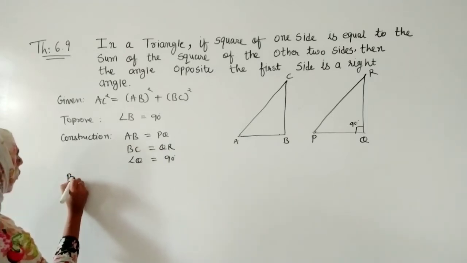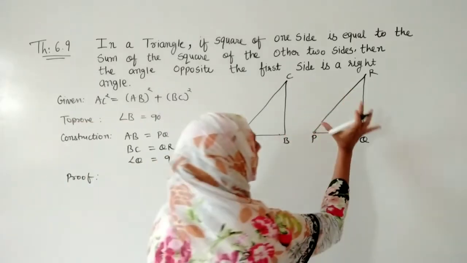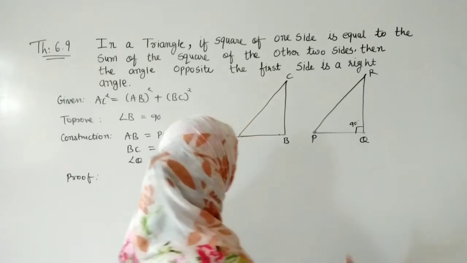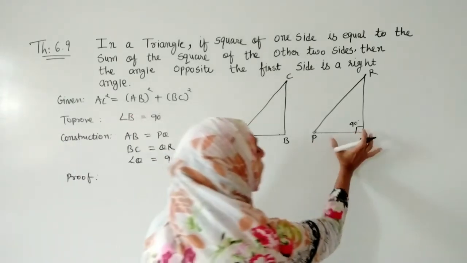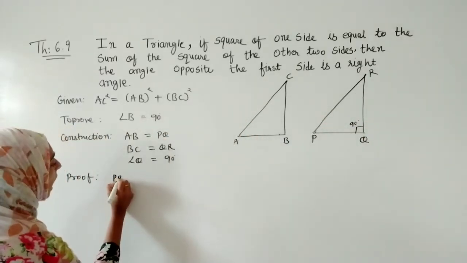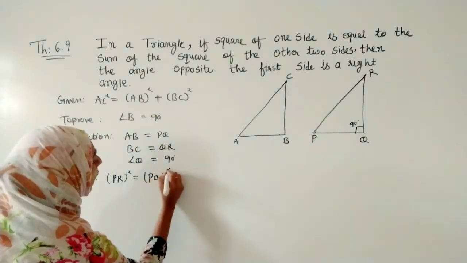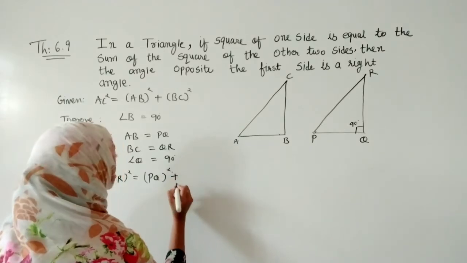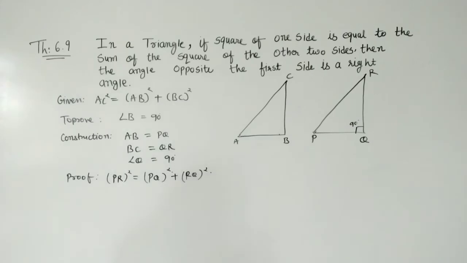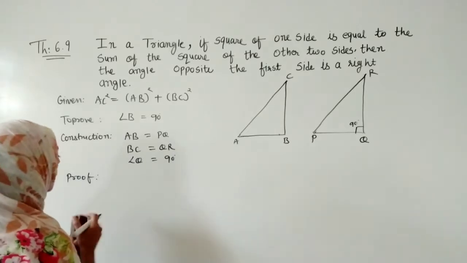Now we have to talk about the proof. The proof is very easy. First we have to talk about this triangle. As we know from theorem 6.8, if any one angle is 90 degrees, then the square of the side opposite to it, that is PR square, is equal to PQ square plus RQ square. That we have already learned in our last theorem. But let me write a few things; we can't write it directly.